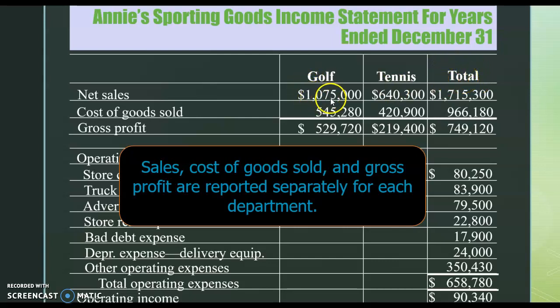The sales of golf equipment were $1,075,000. Sales of tennis were $640,300. So obviously the tennis department is much smaller than the golf department, but it's still a good department, and we carry lots. Here's our cost of goods sold, and of course we subtract cost of goods sold from sales to get the gross profit for each department. And again, all the way down, tennis is a smaller department than golf.